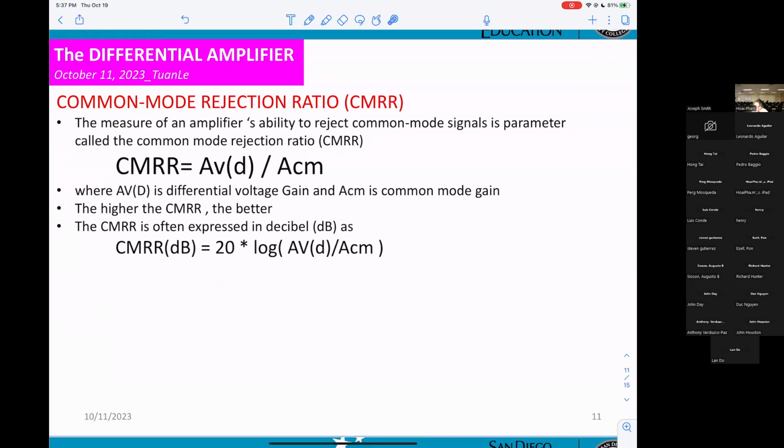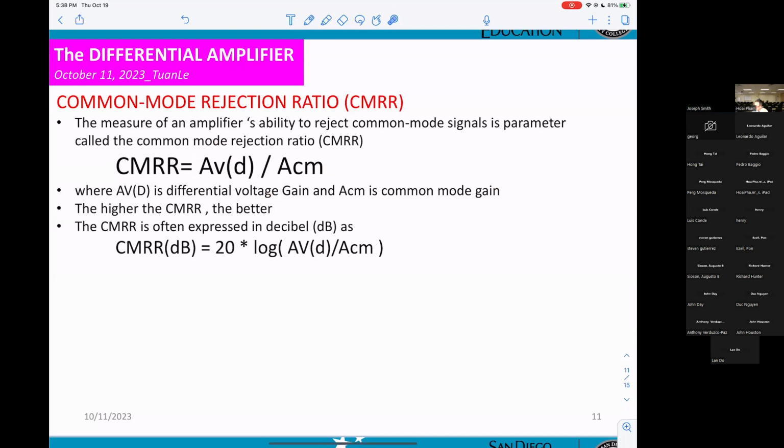CMRR equals AVD over ACM. A means the gain, D means the differential gain, and ACM means the gain of the common mode, where AVD is the differential voltage gain and ACM is the common mode gain. The higher the CMRR, the better.